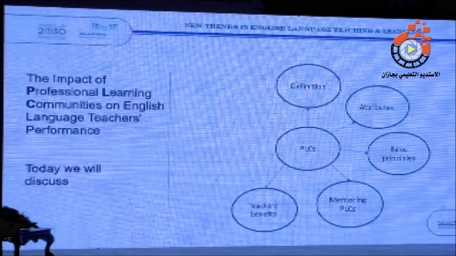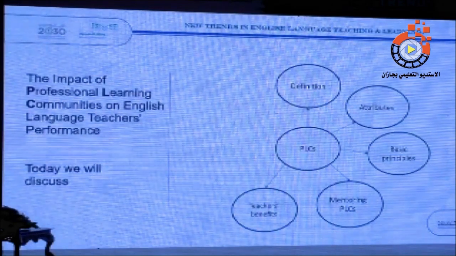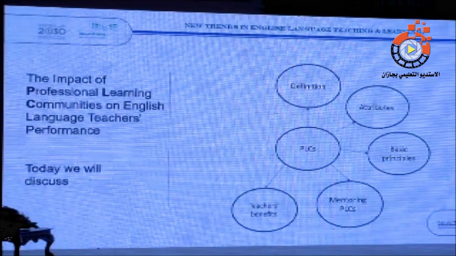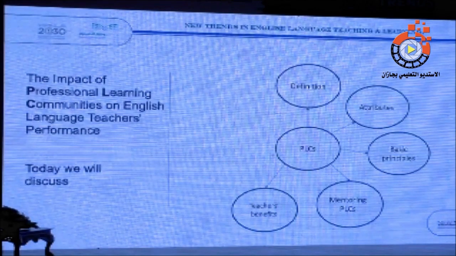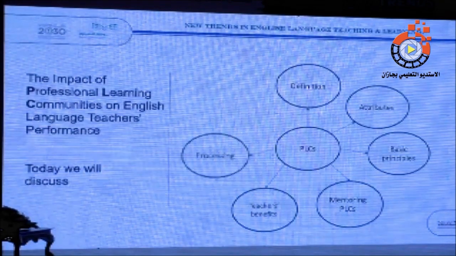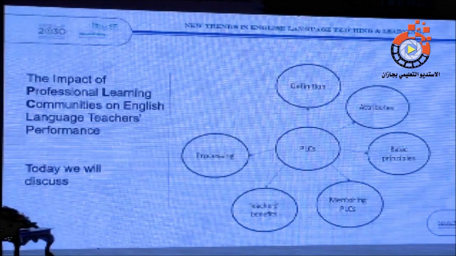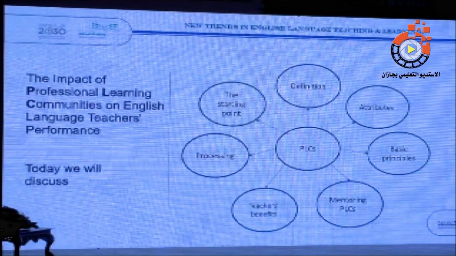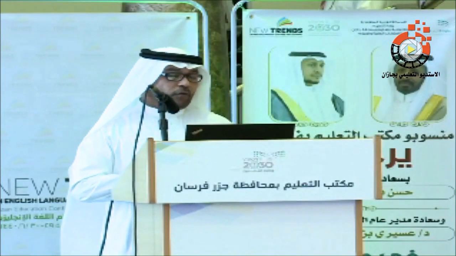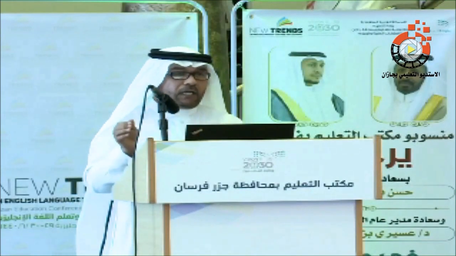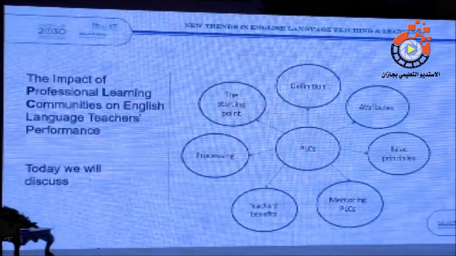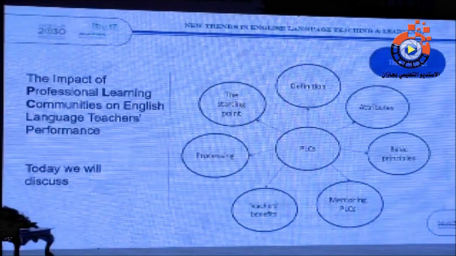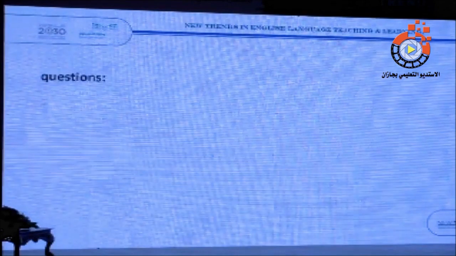I will show also the benefit to teachers by using the PLC trend, and I will also talk about how to process the PLCs, and I will tell you what is the starting point of using the professional learning community. Also, I will show the impact.